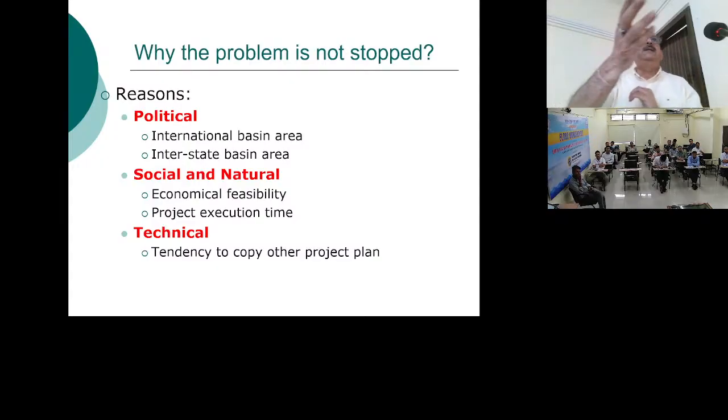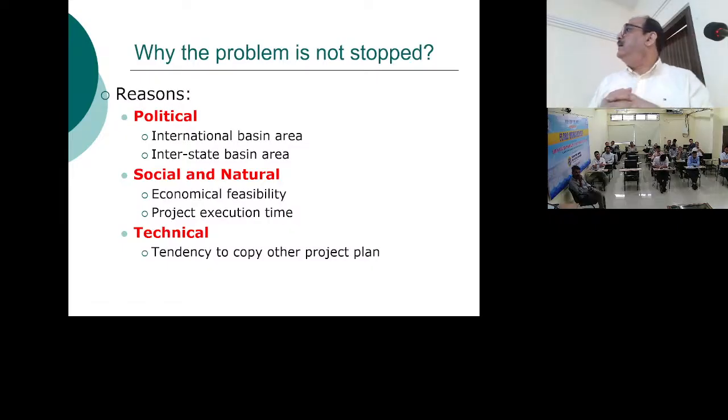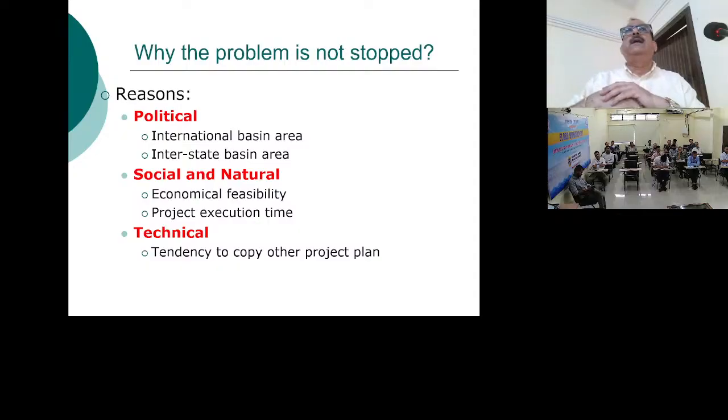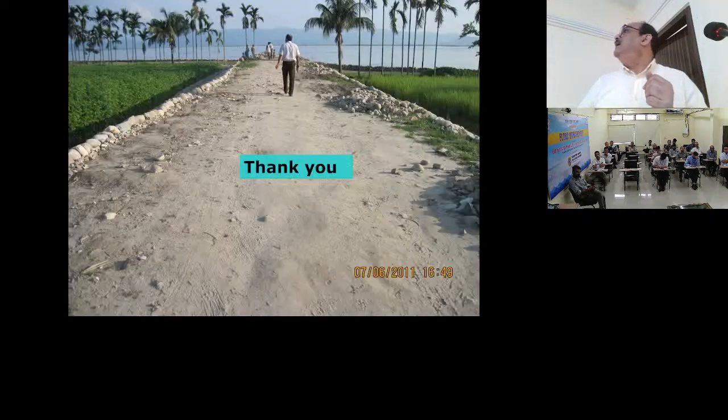Then economical feasibility, I already mentioned how many projects are economically not viable. Project execution time, we have only 4 or 5 months to execute due to the monsoon period. And the tendency to copy other project plans. There's a successful project in, say, Himachal Pradesh, and we try to copy that. It is not actually like that. All problems are unique. You have to see in details. So we have to see the problem in a holistic manner, and for this the knowledge of morphology is very important. Okay, thank you.